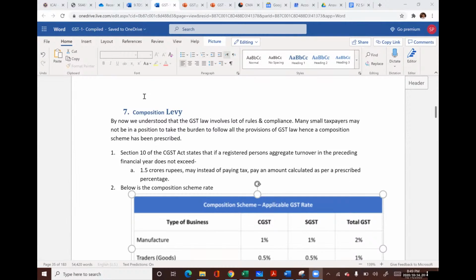Composition levy. I know we understood that the GST law involves a lot of rules and compliance. Many small taxpayers may not be in a position to take this burden. It may not work for us.